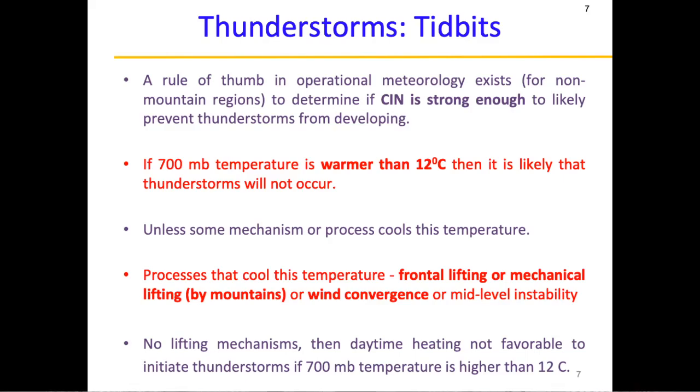warmer than 12 degrees C, then it is likely that the thunderstorm will not occur unless there is some mechanism which can cool this temperature. That mechanism is basically frontal lifting or mechanical lifting by mountains, wind convergence, basically some cold air being converged upwards, or a mid-level instability, like 500 millibar cold air rapidly dropping down, which results in instantaneous cooling of the atmosphere, and this will allow the parcel to rise up. Because everything that is needed is that the CIN has to be broken, the convective inhibition barrier has to be broken, otherwise a thunderstorm cannot form.